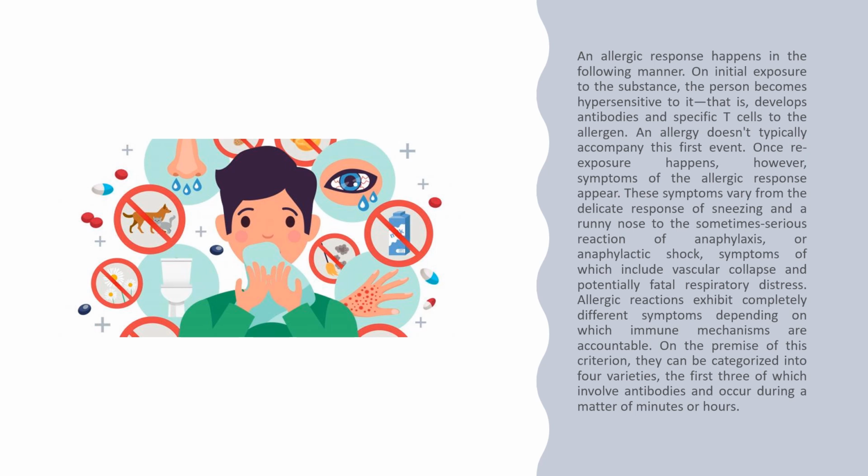These symptoms vary from the delicate response of sneezing and a runny nose to the sometimes serious reaction of anaphylaxis or anaphylactic shock, symptoms of which include vascular collapse and potentially fatal respiratory distress. Allergic reactions exhibit completely different symptoms depending on which immune mechanisms are accountable. On the premise of this criterion, they can be categorized into 4 varieties, the first 3 of which involve antibodies and occur during a matter of minutes or hours.